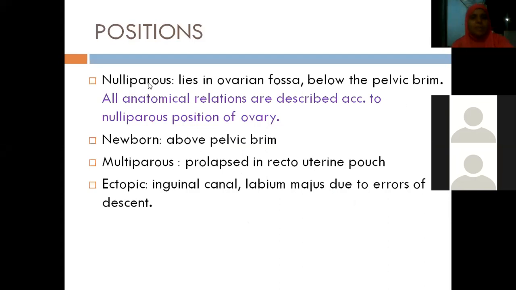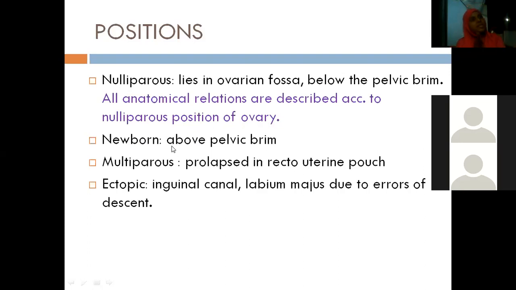Nulliparous means a lady who hasn't had children yet. In nulliparous women, the ovaries lie in the ovarian fossa just below the pelvic brim. Whatever dimensions I told you, 3 centimeters, 1.5, all those dimensions, we generally take according to the nulliparous position of the ovary. In newborn babies, the position of the ovary is above the pelvic brim.